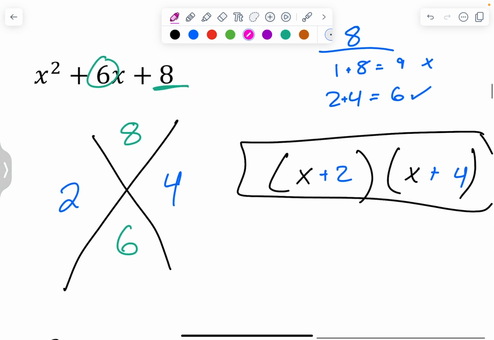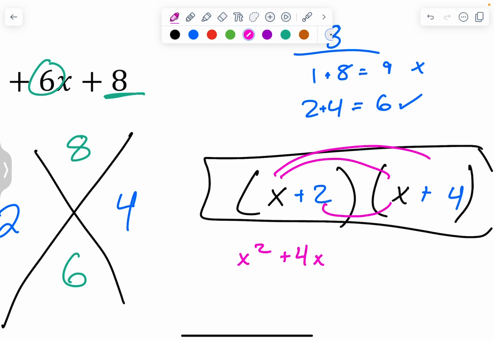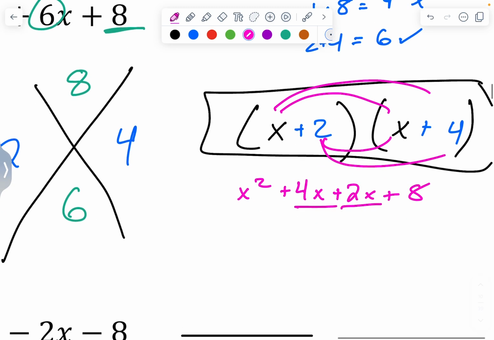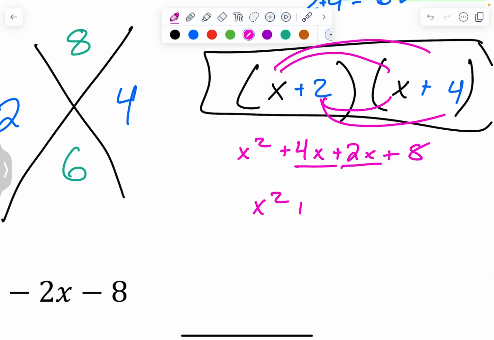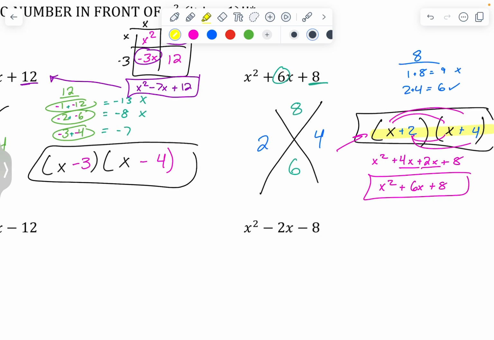Again, maybe we're not sure. Okay, we used the box method last time. Let's check the FOIL method here. First, x times x is x squared. Outside, x times 4 is 4x. Inside, 2 times x is 2x. And last, 2 times 4 is 8. Combine like terms in the middle: x squared plus 6x plus 8. There we go. Okay, so again, our answer is those two factors, x plus 2 and x plus 4.